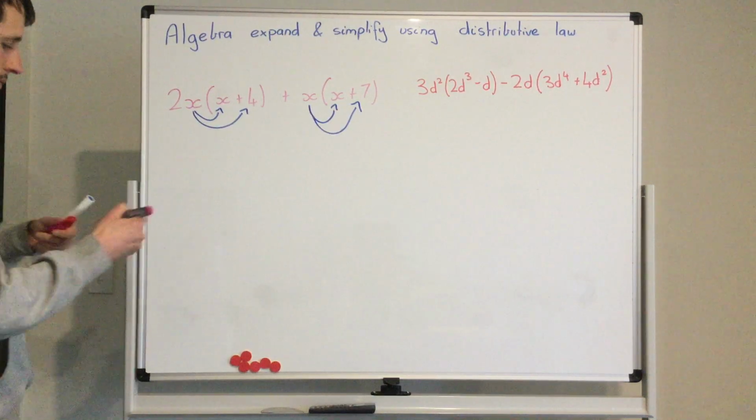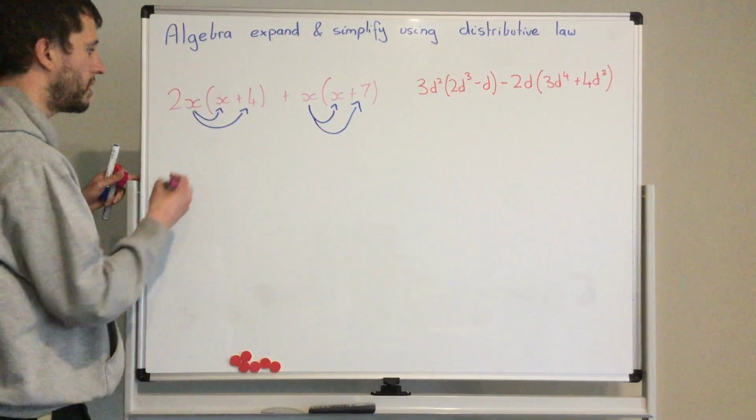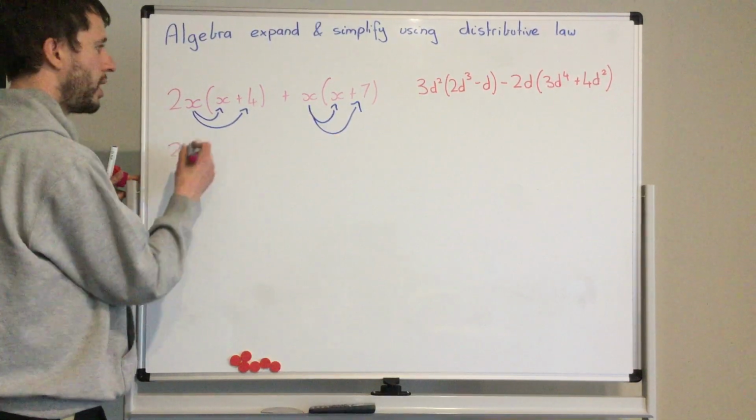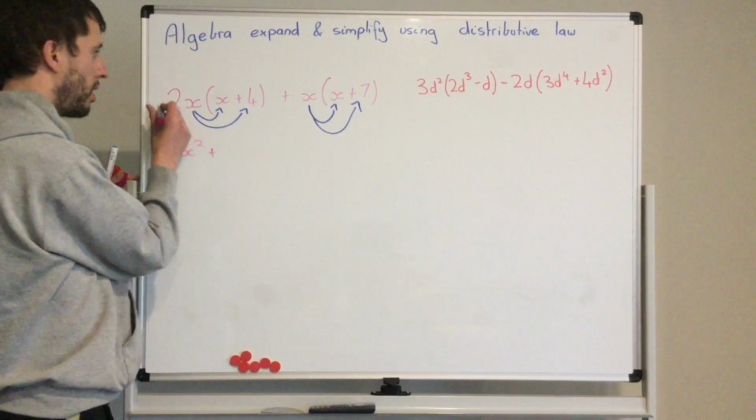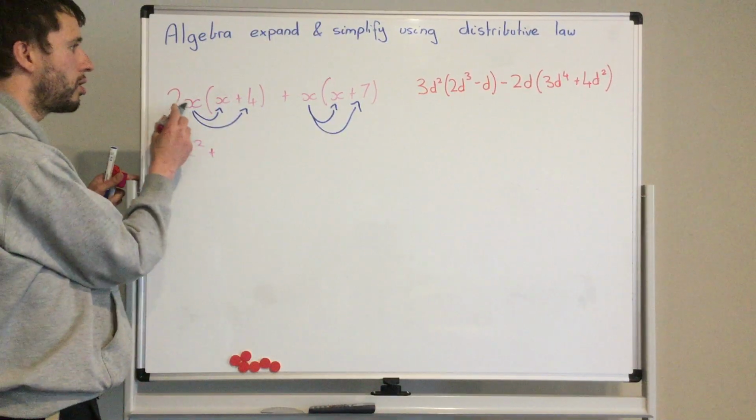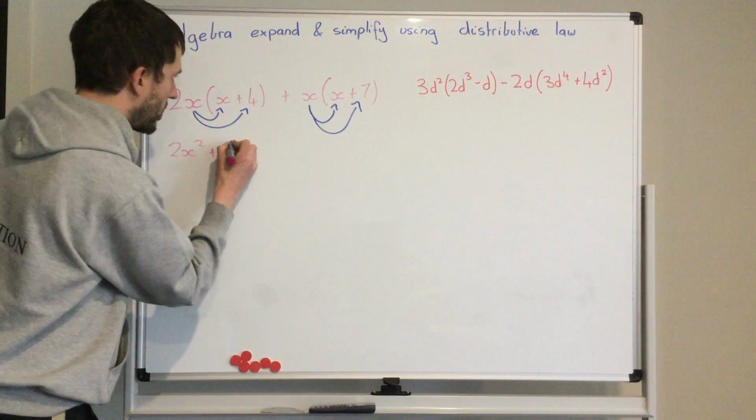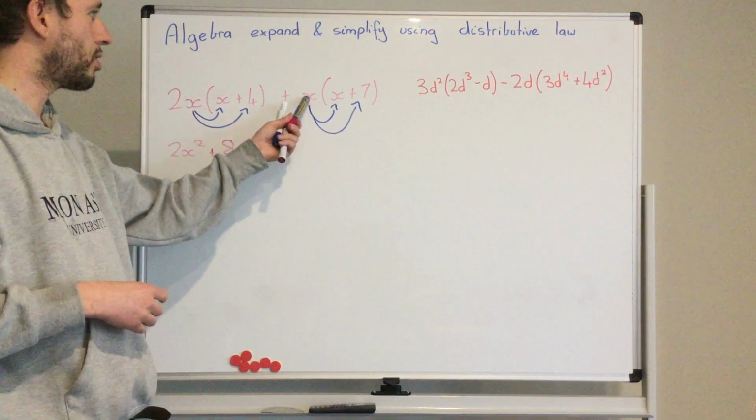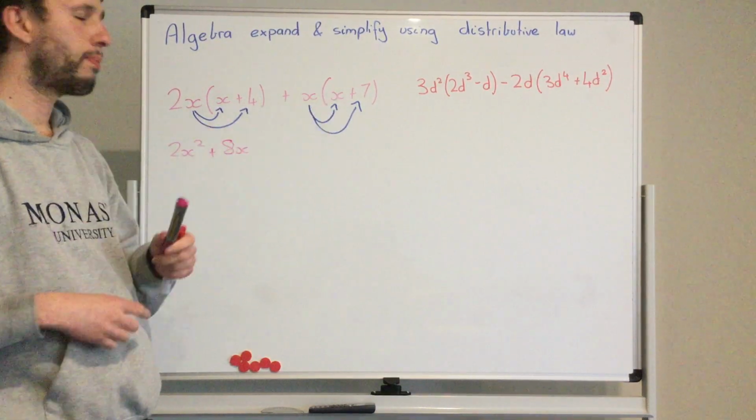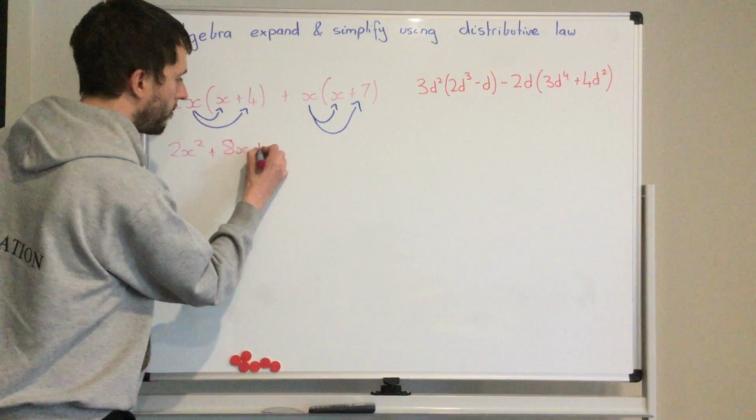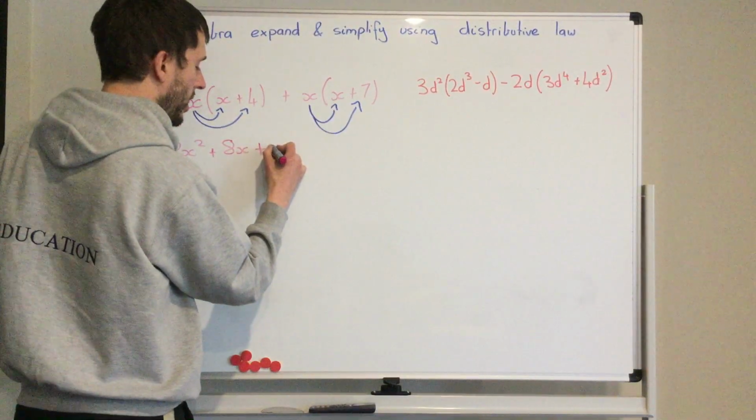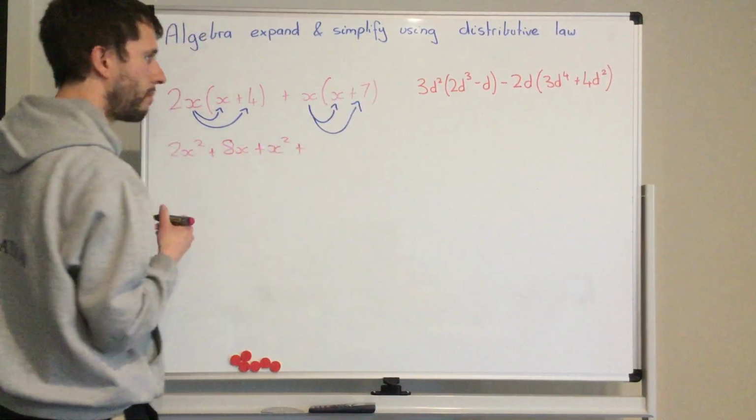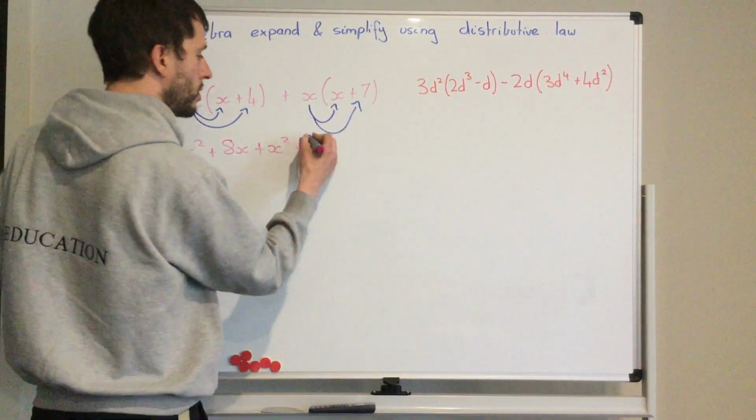So to start off, I'm going to go 2x times x equals 2x squared, and then plus, because a positive times a positive equals a positive, 2x times 4 equals 8x. Now, this positive is next to that x, so it's positive x times positive x. I know it's going to be a positive. So x times x equals x squared. Positive, positive, it will be a positive. x times 7 equals 7x.